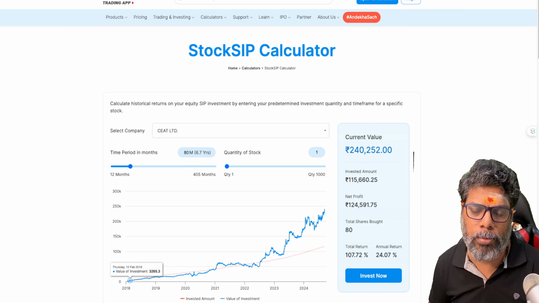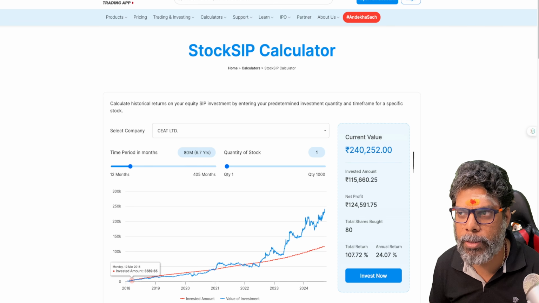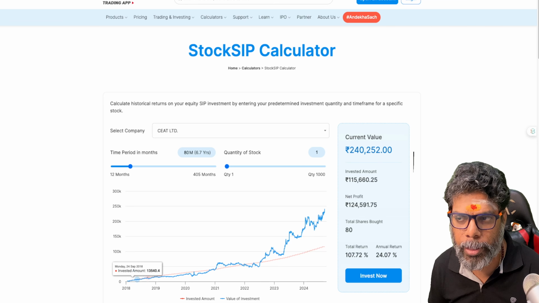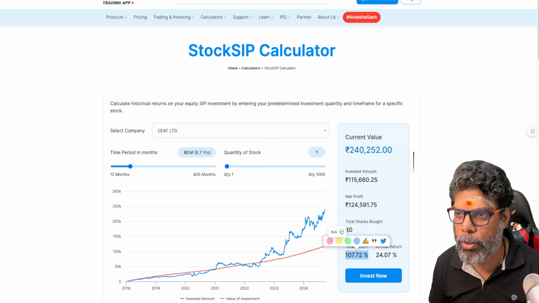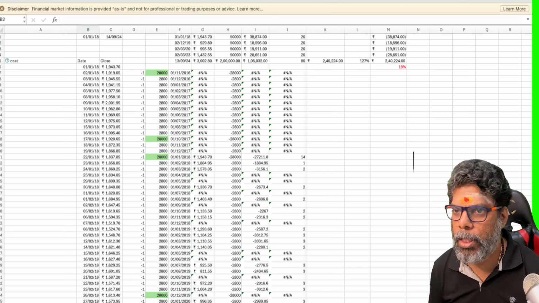If I start to do an SIP, like if I buy, say, one stock each and every time over here, I would have bought 80 shares till now. The return is 107%. Now I'll show you the similar calculation. One second, I'll show a sample.